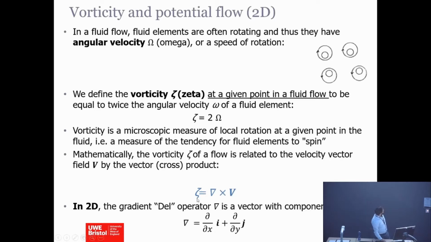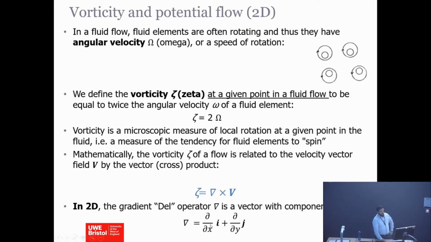What can you tell me about the characteristics of zeta? Is it a scalar or is it a vector? From that definition. You guys remember your maths? What's the result of a cross product? It's a vector, yes, definitely. So vorticity is actually a vector, right? So it has magnitude and direction.